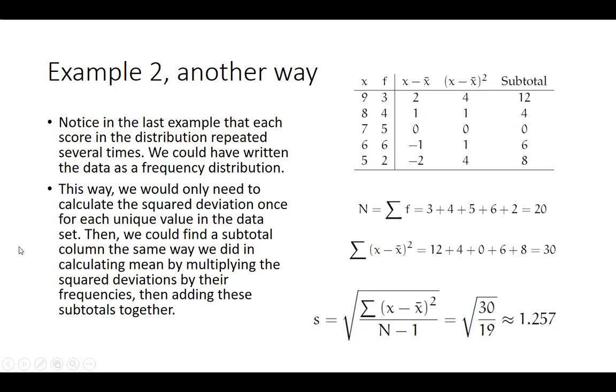Example 2, another way. Notice in the last example that each score in the distribution repeated several times. We could have written this data as a frequency distribution. So there were 3 9s, there were 4 8s, there were 5 7s, there were 6 6s, there were 2 5s.